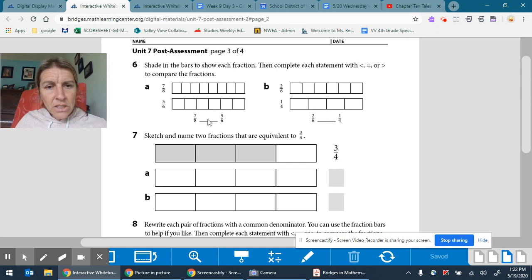You want to compare these fractions and tell me, is one less than, is one greater than, or are they equal? Do the same for 6B, 2/6. This one's 1/4, and then compare. And number 7, it says sketch and name 2 fractions that are equivalent to 3/4. So you'll want to divide this not into 4 parts, but into more parts and create a fraction that's equal to this. And same here. All right, go give it a shot.